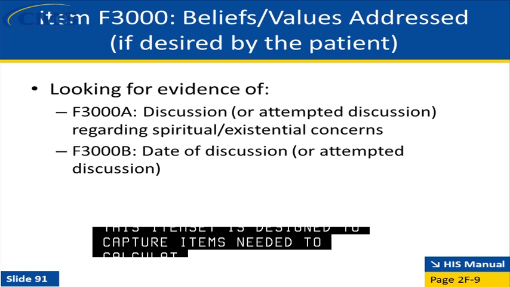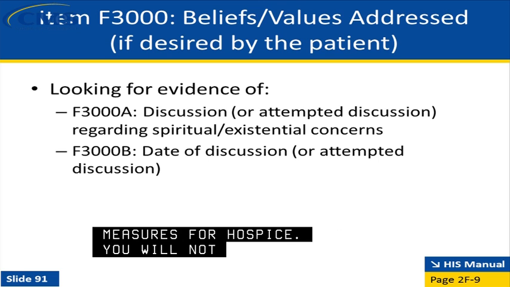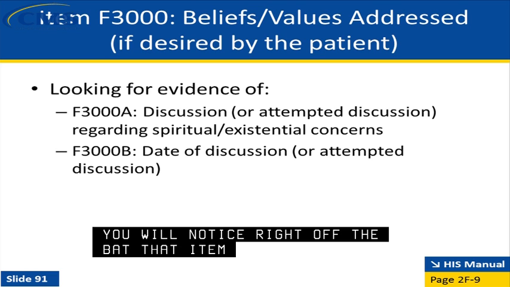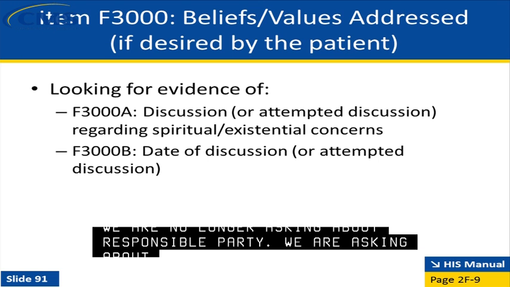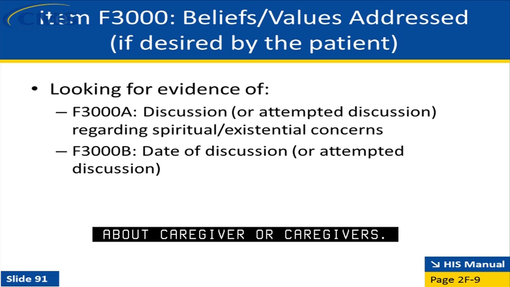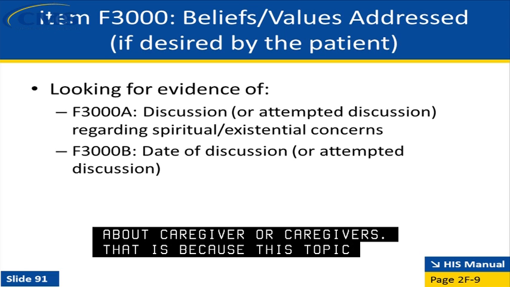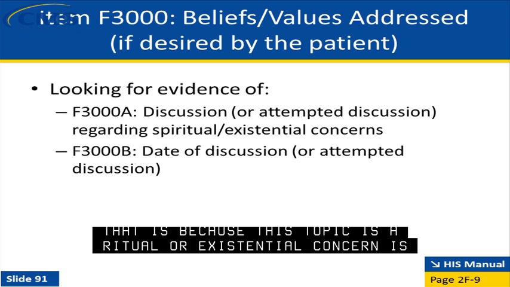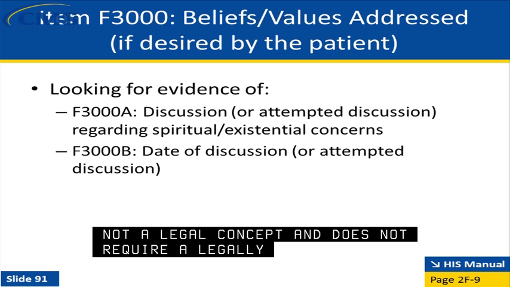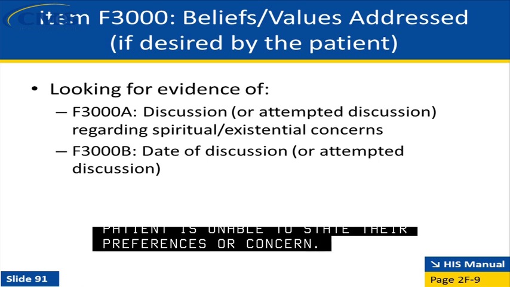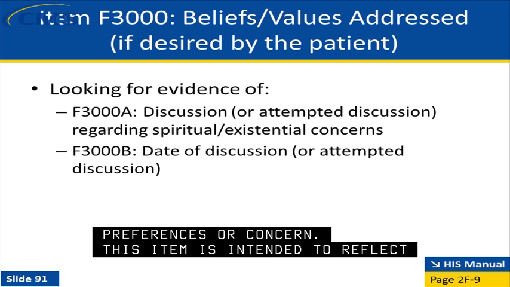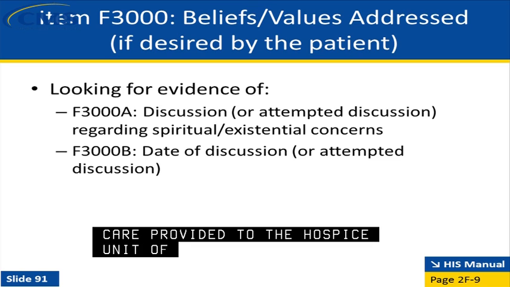Now, you'll notice right off the bat that on item F3000, the language has changed. We're no longer asking about responsible party for this item. We're asking about caregiver or caregivers. And that's because this topic of spiritual or existential concerns is not a legal concept and does not require a legally responsible party's involvement if the patient is unable to state their preferences or concerns. And of course, this item is intended to reflect care provided to the hospice unit of care, which is the patient and their caregiver or caregivers.